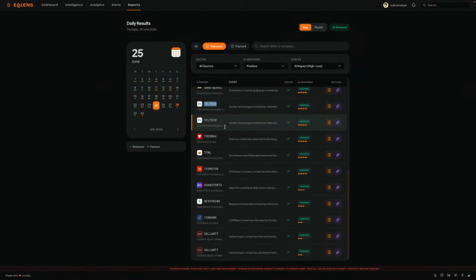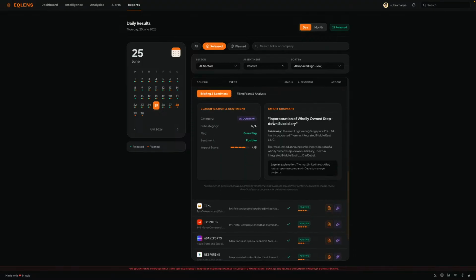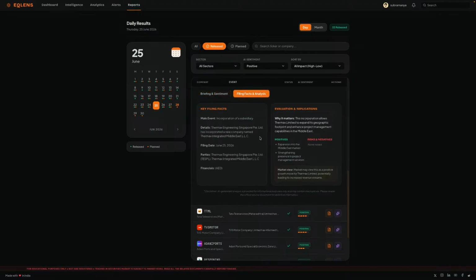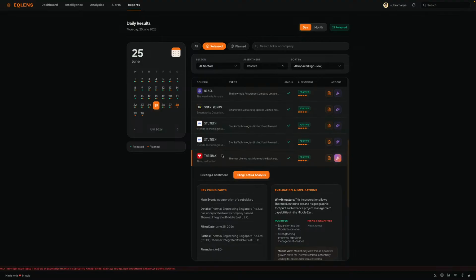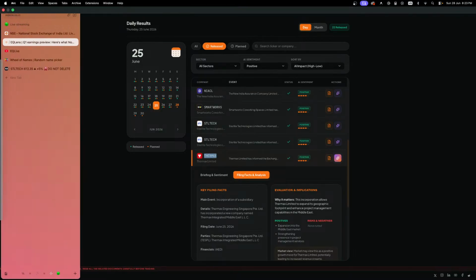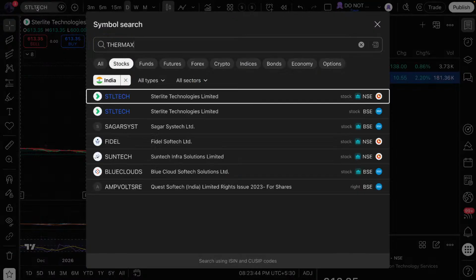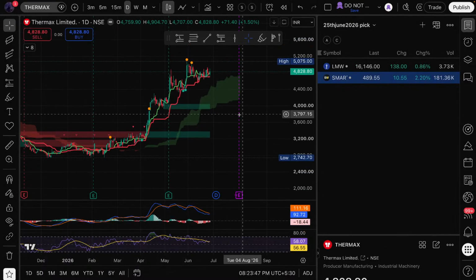Now let's go to Thermax. All right, acquisition, incorporation of a wholly owned step down subsidiary. Thermax Engineering Singapore Private Limited has incorporated Thermax Middle East LLC. Thermax Limited announces incorporation of a wholly owned step down subsidiary. No idea, but let's see what the summary is. It says this incorporation allows Thermax Limited to expand its geography. All right, some acquisition. I'm just gonna check how the technicals are, then we'll decide. And these are all Thursday's news, so it might be stale news for us now.